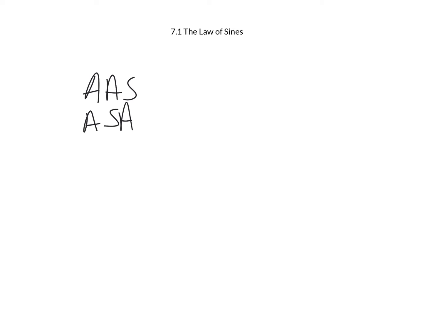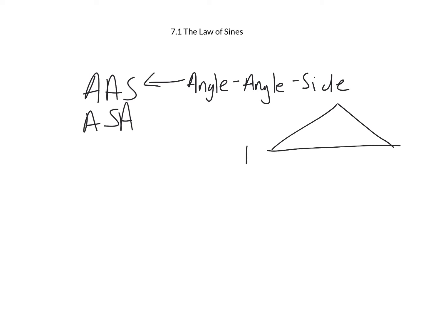The two instances are angle, angle, side. That's what AAS means. Meaning, if I have this triangle here, A, B, C, and then lowercase a, lowercase b, lowercase c. Angle, angle, side means I'm given something like angle A, angle B, and then side A. So I'm given this angle, this side. It's in the order of what you're given, right? So angle, angle, side. Then you would use law of sines.